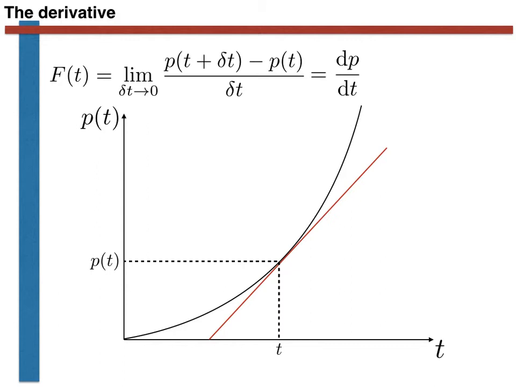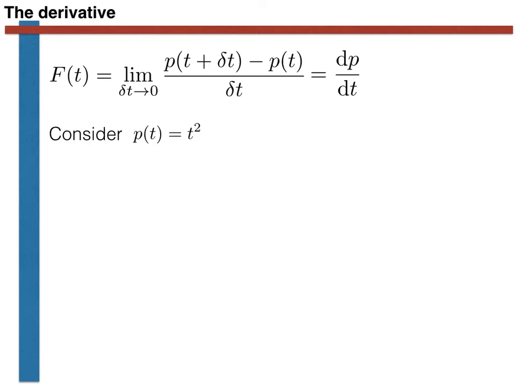Let's quickly confirm that this limit is the definition of the derivative by an algebraic argument rather than a geometric one. Let's consider the function p of t equals t squared. Probably the first thing we learnt in calculus was that the derivative of this function, p of t equals t squared, with respect to t is equal to 2t. We can now prove this by solving the above limit.